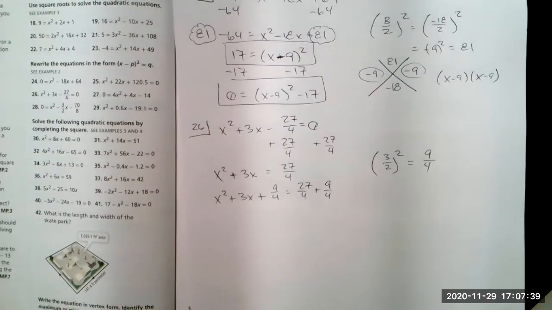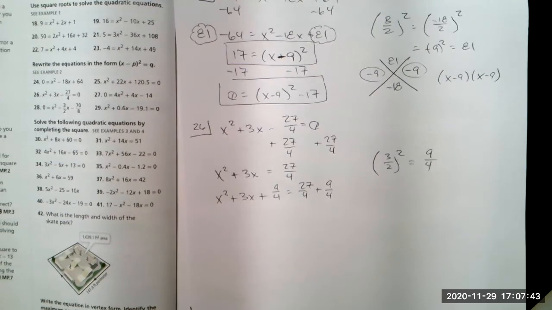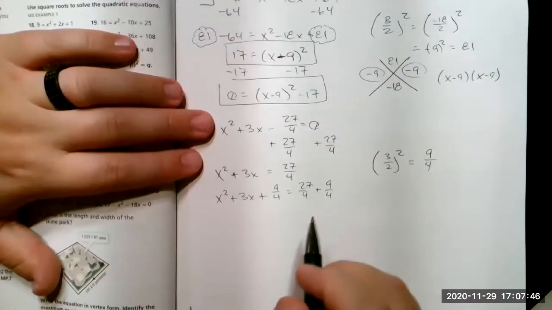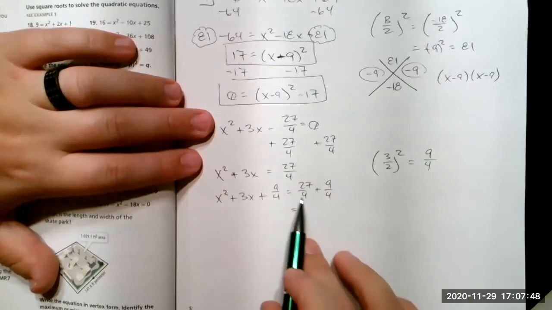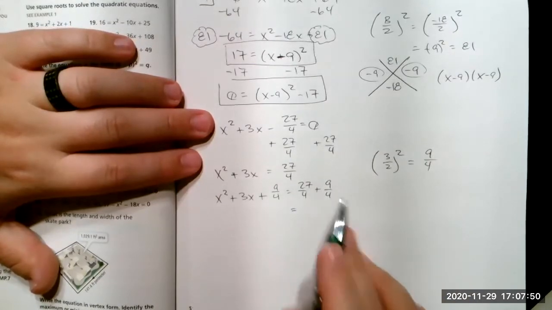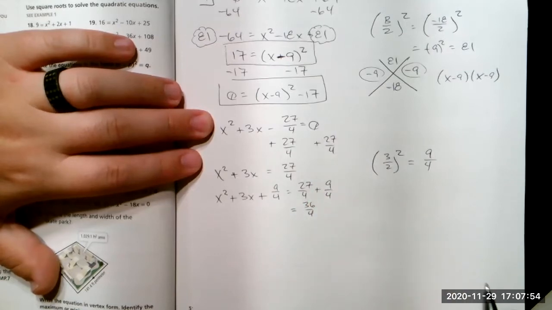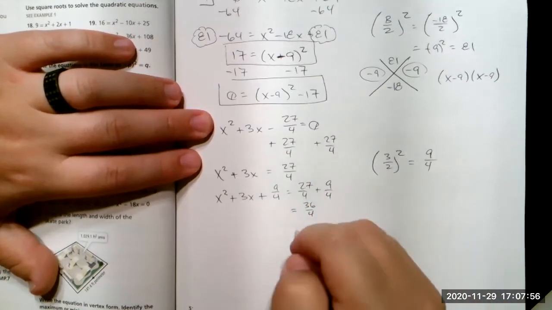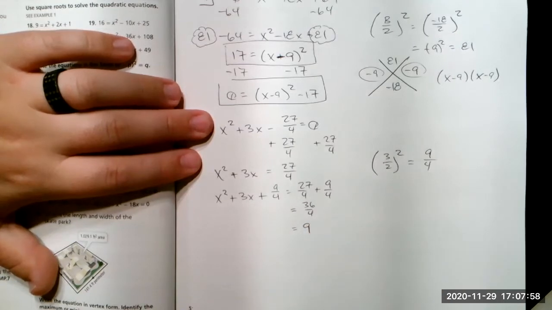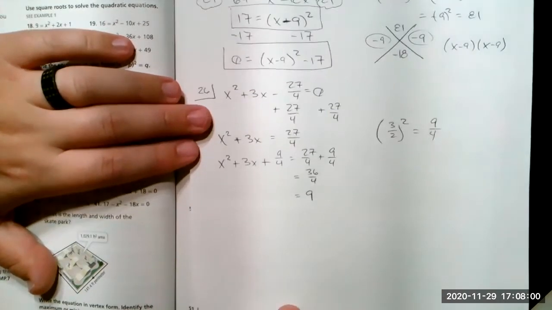Again, at this level in Algebra 2, don't be afraid of fractions, don't be afraid of decimals, don't be afraid of square roots, that's okay. So on the right, we'll go ahead and clean that up. Since they have common denominators, we can add these two numbers. That's 36/4, which I think can simplify. That's a 9. So that ends up working out nicely.